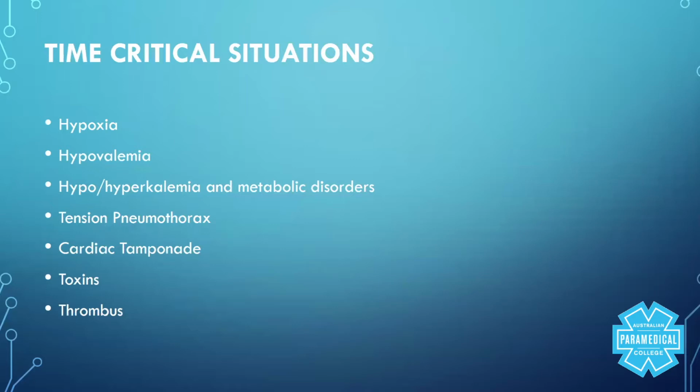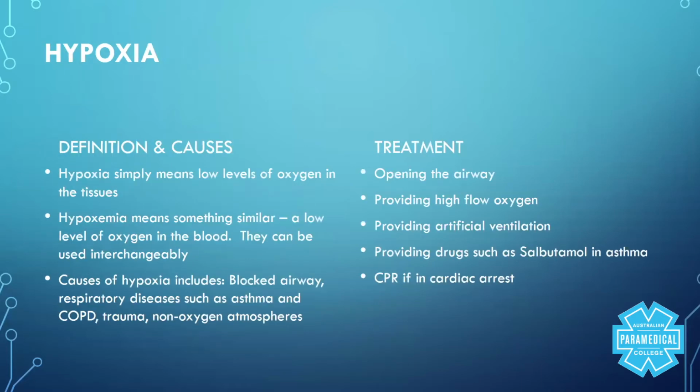Okay, so the time critical situations ties in nicely to what we've actually been talking about. Hypoxia is one of the reversible causes of cardiac arrest. So think about hypoxia as a way of managing a patient. Hypovolemia, hypo or hyperkalemia and metabolic disorders, tension pneumothorax, cardiac tamponade, toxins, and thrombus. So let's talk about those in a little bit more detail.